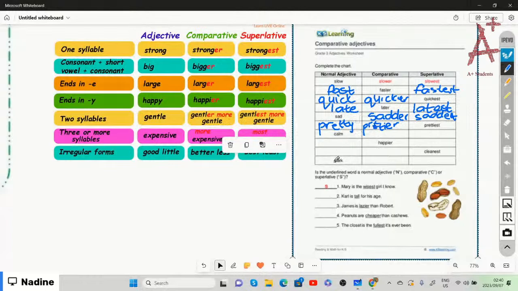And then we have calm. Let's rather fix that. Prettier. Then we have calm. And if we compare, then we say it's calmer. And if it's superlative, then we say it is the calmest.